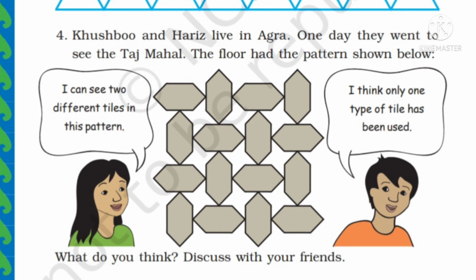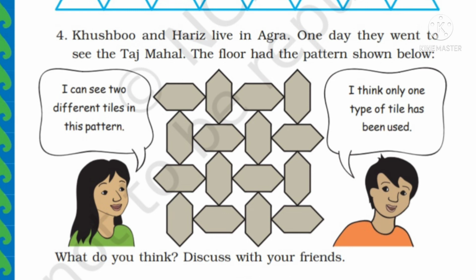And see what Khushboo is saying. She is saying, I can see 2 different tiles in this pattern. But Hariz is saying, I think only one type of tile has been used. He is saying, no, I think there is only one type of tile. What do you think?